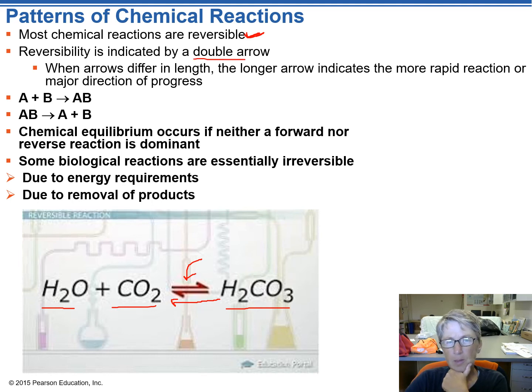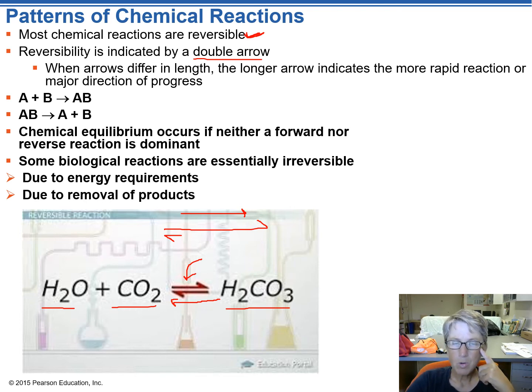Reversibility is indicated by the double arrow. We talked about that. When the arrows differ in length, the longer arrow indicates the more rapid reaction. So you could have an arrow that looked like that and then a little arrow that looked like that. It's reversible, but the reaction going to the right is way more rapid because of the length of the arrow. If the reaction is neither going forward nor in reverse, then you have chemical equilibrium.